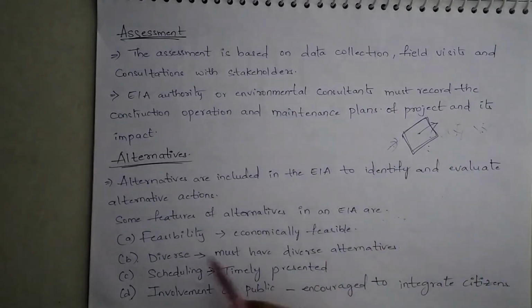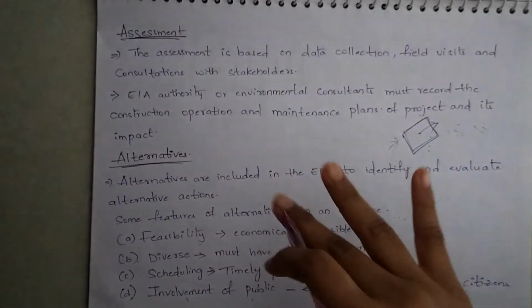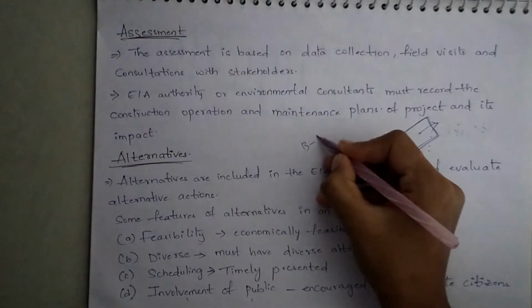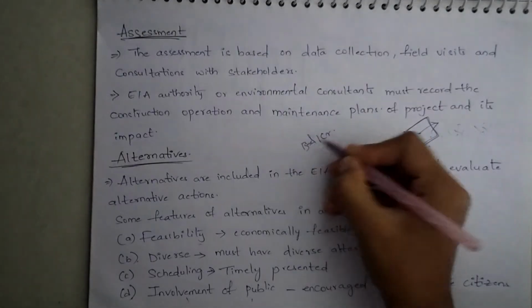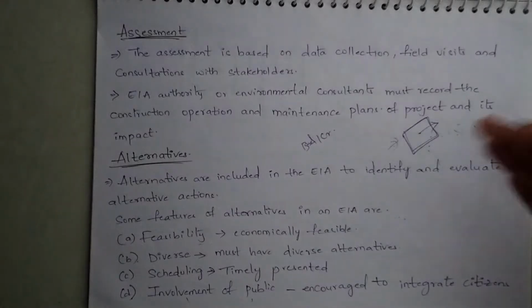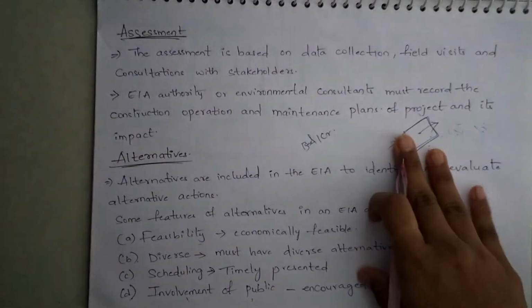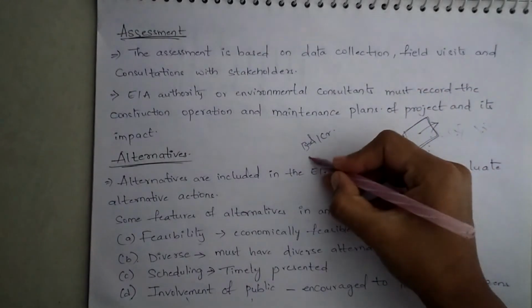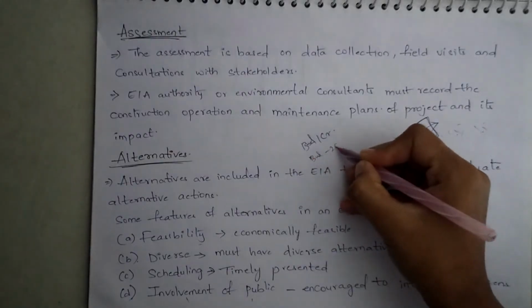So here we have main features: feasibility, diverse scheduling, and involvement of the public. Feasibility means the proposed alternatives should be economically feasible. That means, for example, the actual project budget is some 1 crore, and they find an alternative solution. The project is not good for the environment, so they have to find another alternative solution, and that budget is 2 crore, say.